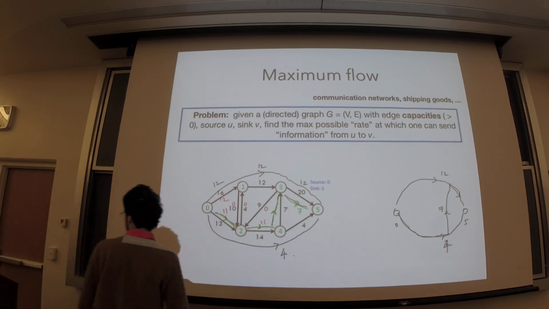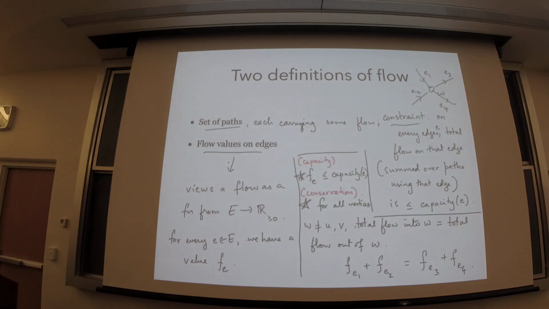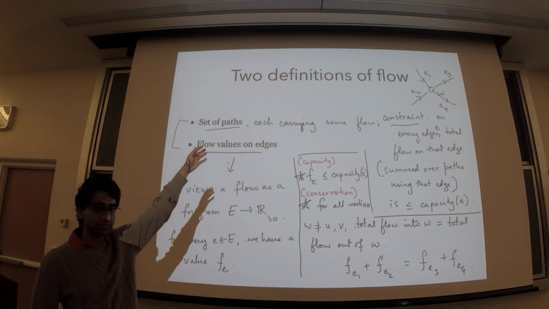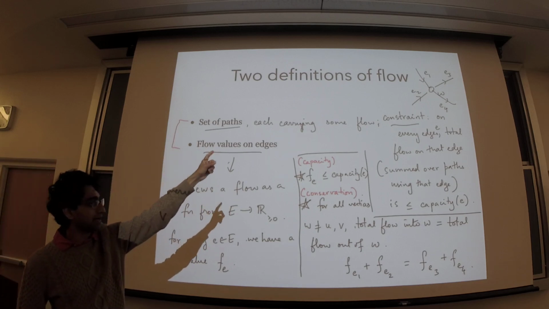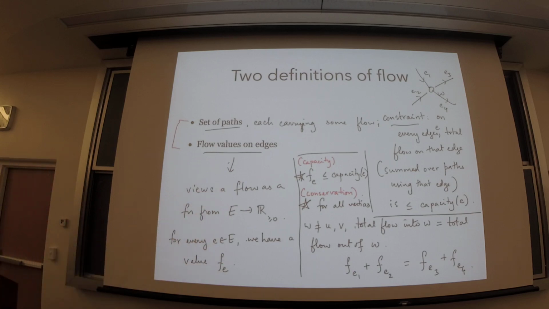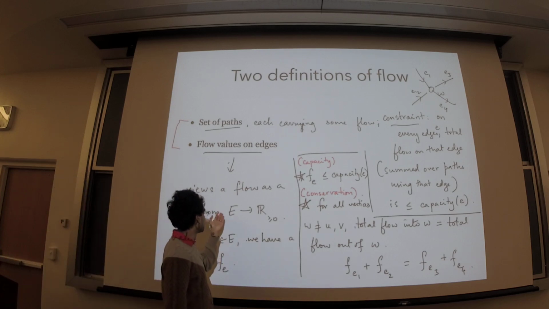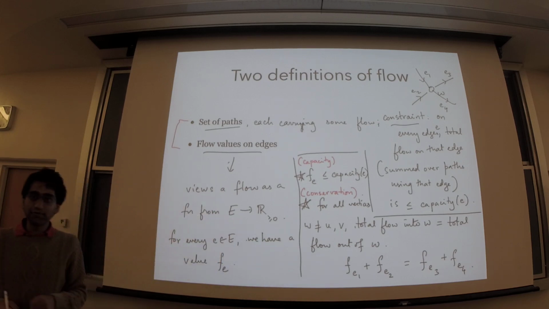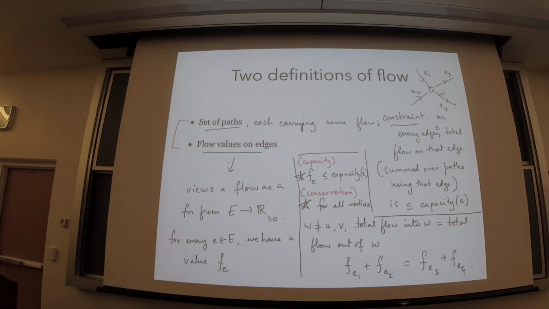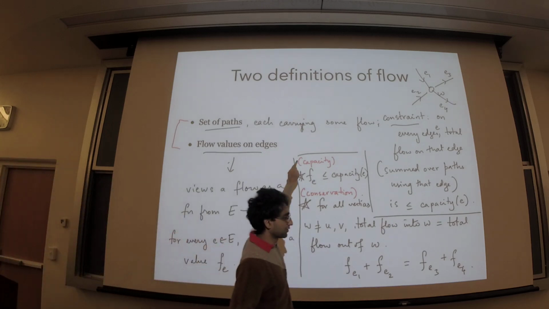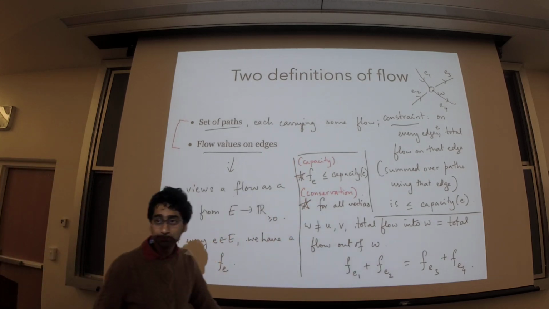Right, and these two notions of flow, these two definitions of flow, are both equivalent. So you can either think of a flow as a set of paths, each having some flow value, and it satisfies that constraint. Or you can think of a flow as being defined by some function on the edges, where you map every edge to some flow value for that edge, and these values must satisfy these two constraints, okay, the capacity and the conservation.